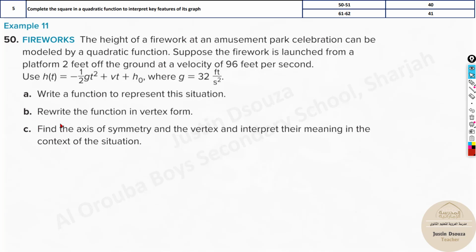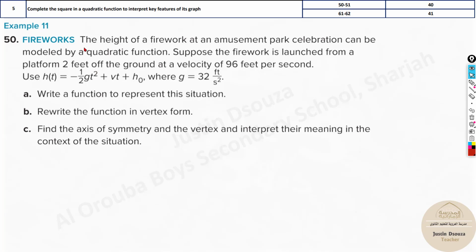I don't know how exactly it'll be asked in your exam because this is MCQ. You might be asked any one of these: maybe to write the function in a vertex form, or to represent the given equation with all the substitutions, or to find the axis of symmetry. Any one. We will look into all the 3 now. First of all, let's understand what the question is.